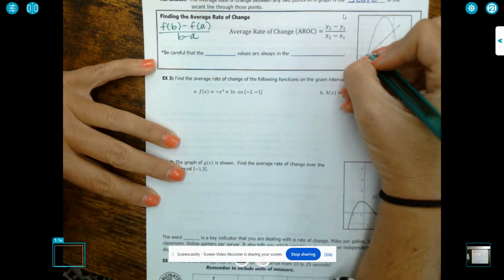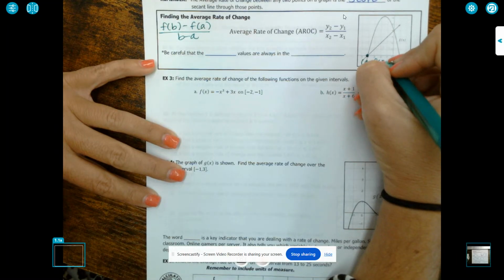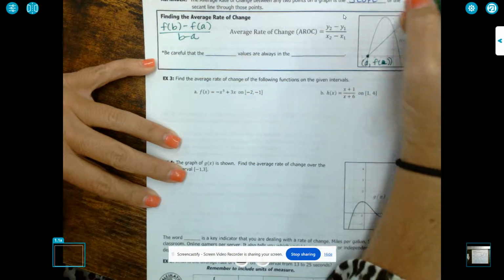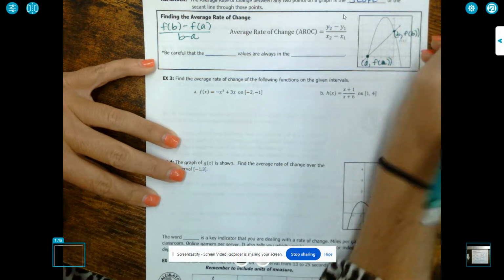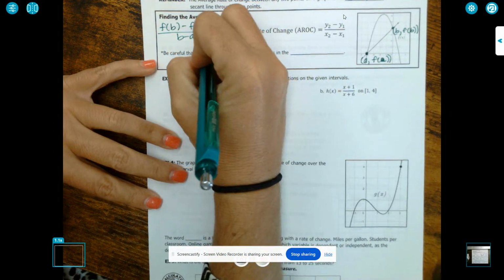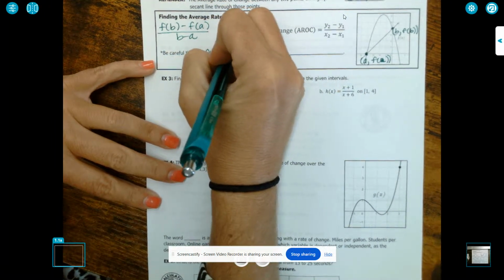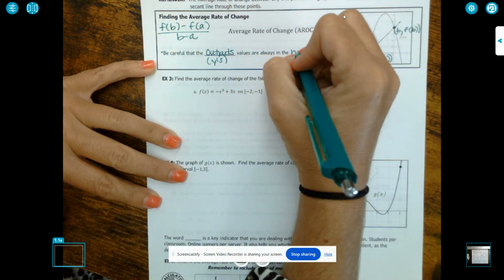Okay, so if you look right here, if this is point A or x value of A, then that would be f of A for that part. And if this is point x value of B, then this would be f of B. All right, so be careful that your outputs or your y's are always in your numerator.